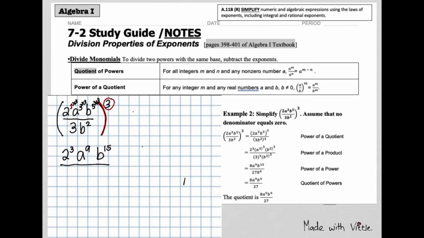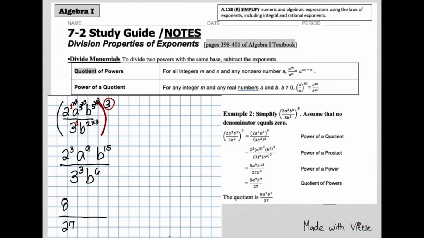Same thing with the denominator: 3 to the third power, b to the sixth power. Now we can further simplify. 2 to the third power is 8. 3 to the third power is 27.